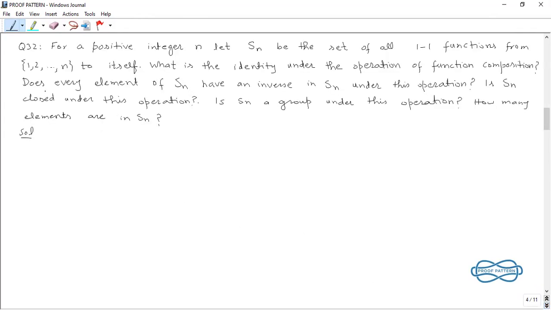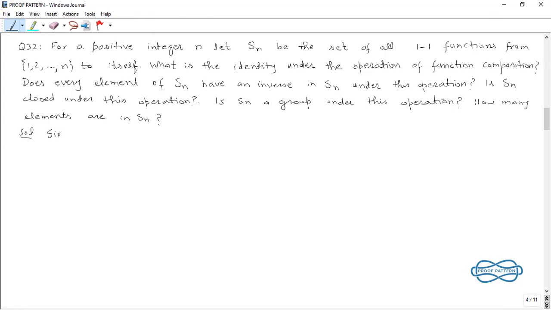We move toward the next question, which is 32. The statement of question number 32 is: for a positive integer n, let Sn be the set of all one-to-one functions from the set 1 to n to itself. What is the identity under the operation of function composition? Does every element of Sn have an inverse in Sn under this operation? Is Sn closed under this operation? Is Sn a group under the operation? How many elements are in Sn? So there are a few questions.